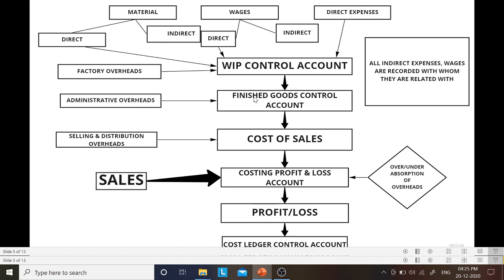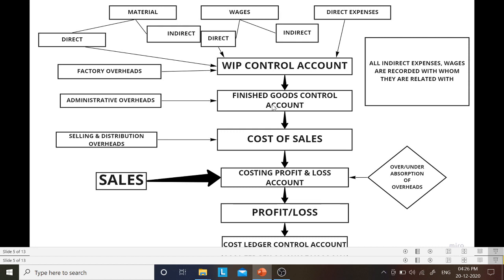Along with that, if you can see on the left hand side, I am adding administration expenses. Administration expenses means, while this process is going on, we have certain back office employees working on the recording of these transactions. So we have certain expenses like salary paid to them, computer repairs, laptop repairs, audit fees, legal expenses, taxes, stationery, postage and telegrams. Such expenses are recorded in the administrative overheads, and they are added to the finished goods control account.